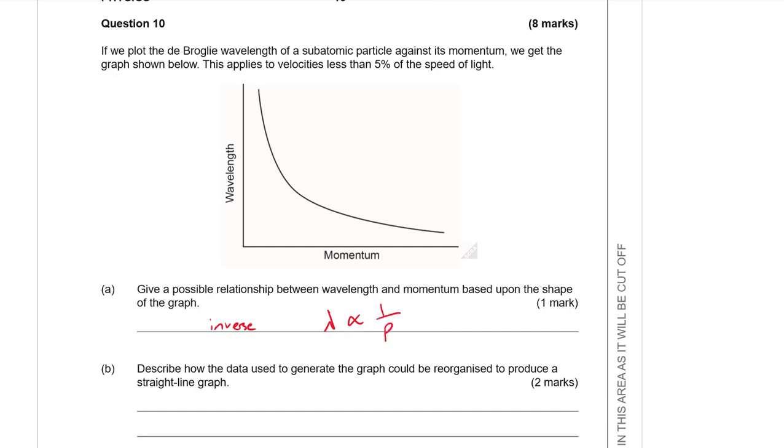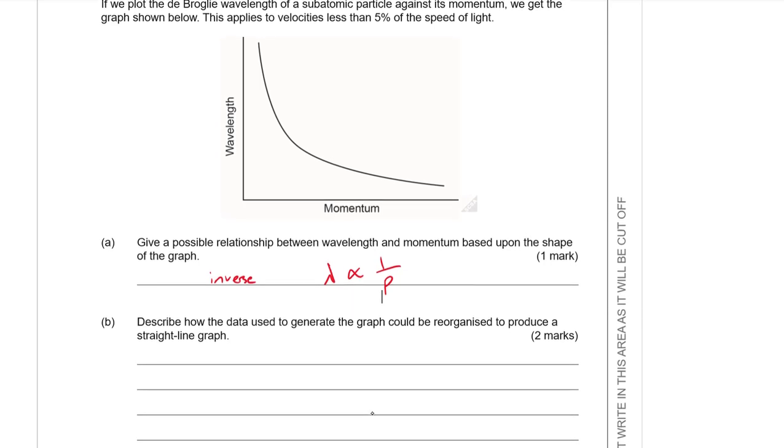Now, something in the marking key that struck me was the use of this proportionality instead of equals. If you used equals, then I don't think they would have given you the full mark for that. So just keep that in mind.